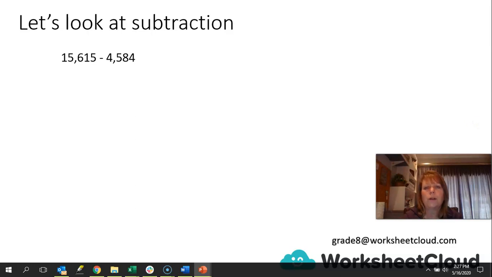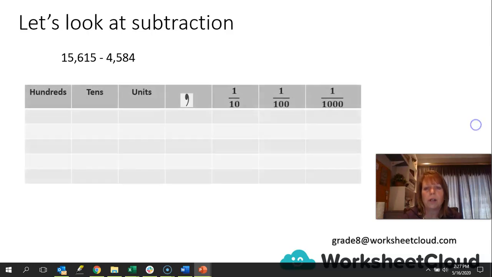We've got 15,615 minus 4,584. Again, we're going to use our place value chart. So we're going to put 1 in the tens, 5 in the units, our decimal comma, 6 in the tenths, 1 in the hundreds, and 5 in the thousands. Okay, we then are going to subtract 4 units. We don't have any tens here.